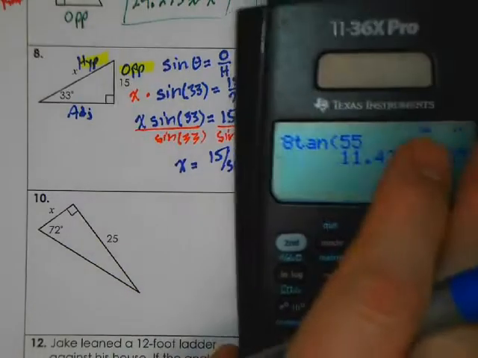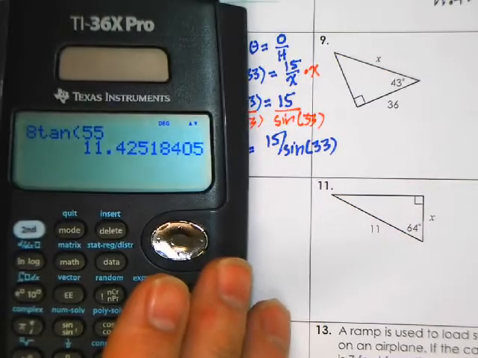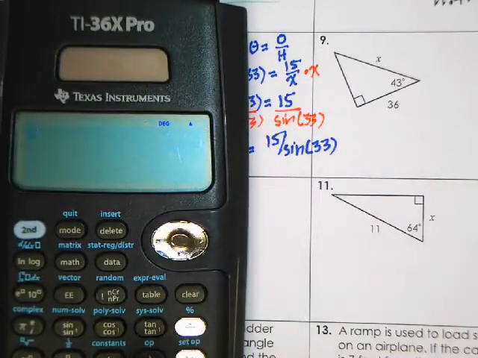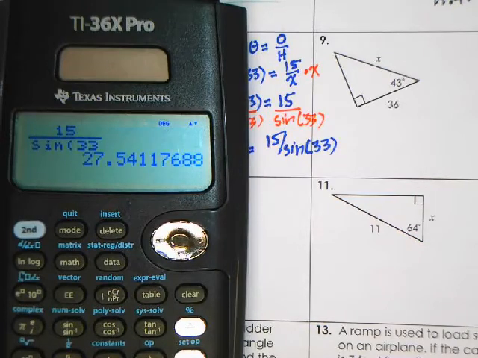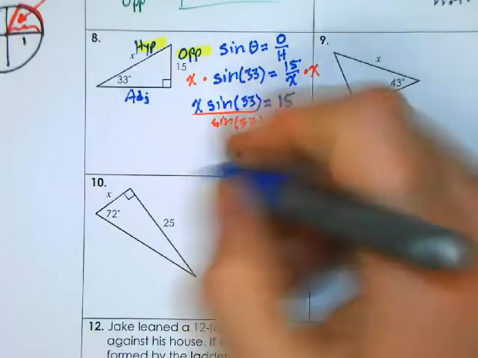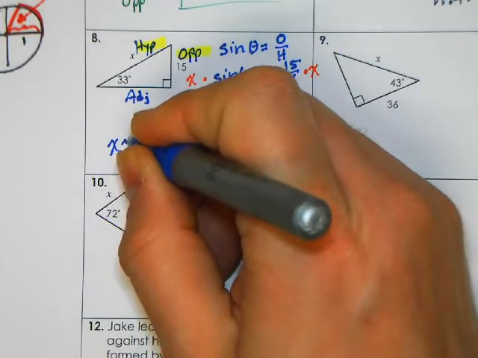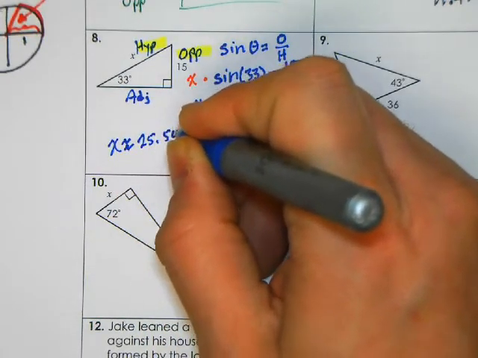But in this case, we want the decimal value. So let's go to the calculator here, and I'm going to hit my ratio button, or I can hit my divide button. And in this case, I have 15 over the sine of 33, and that is going to give me 25.541 as my approximate answer. So x is approximately equal to 25.541.